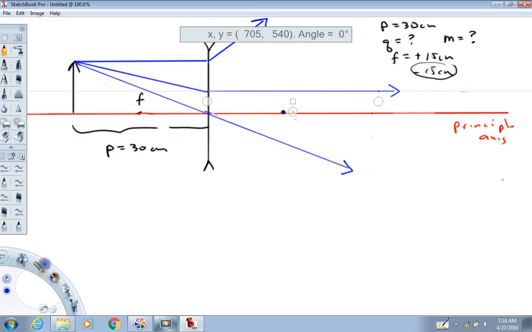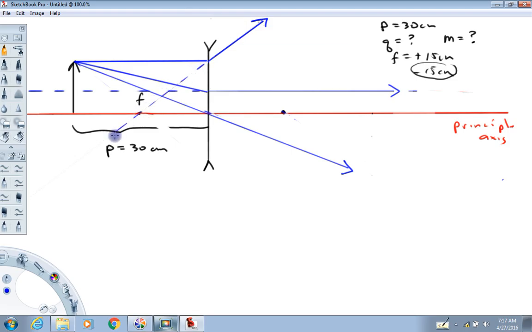Let me talk about what I mean by perception. So when we look at this parallel ray, looking from this viewpoint, like looking from over here, this ray appears like it came from back here somewhere. So I'm going to go ahead and draw that in a dashed line. I'm going to do the same thing for all of these. This ray appears to have come from somewhere off in this direction. And then the third one also appears to have come from this point.